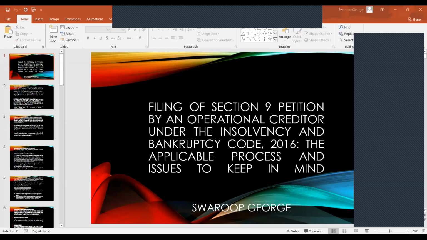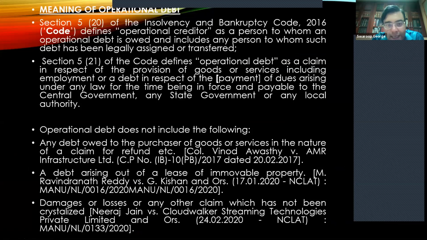So the first thing that you need to keep in mind while wondering whether to take recourse under Section 9 of the Insolvency and Bankruptcy Code is that Section 9 is applicable to operational creditors. Now, the first question is whether your debt comes under the category of an operational debt, whether you are an operational creditor or not. The code defines an operational debt as a claim in respect of the provision of goods and services, including employment, or a debt or any due which is payable to the government under any law in force. So basically, if you're selling any goods or services and you have not been paid for the same, you will fall under the category of an operational creditor.